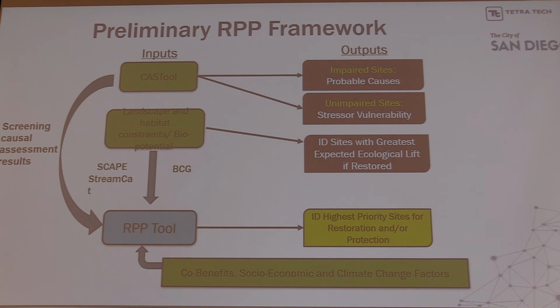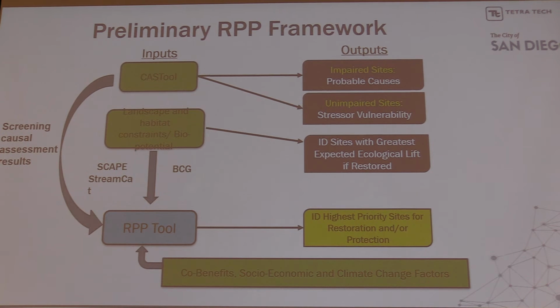So the framework that we have so far, all right, is that there are several inputs to this RPP tool. First is the output from what we're calling the CAS tool. This is our screening causal assessment tool that we've been developing for the past 2 years or more, with the help of the regional board, SWRCB, the city, and others. This is a tool that we've actually developed for other states. It's a rapid screening, so it's not the be-all end-all, but it will give you some idea of what probable stressors are at that site. And it works for both protection and restoration.